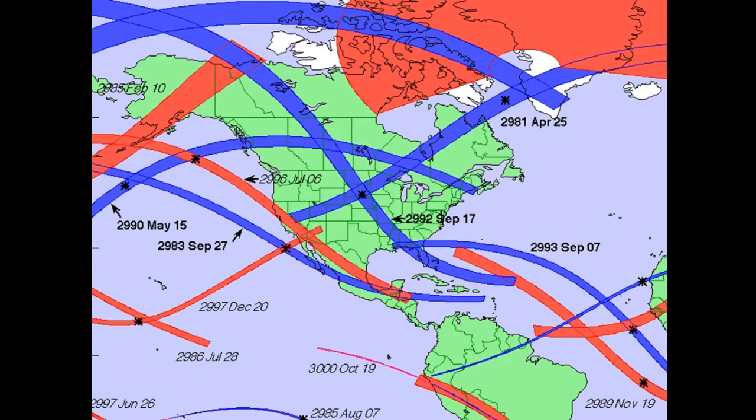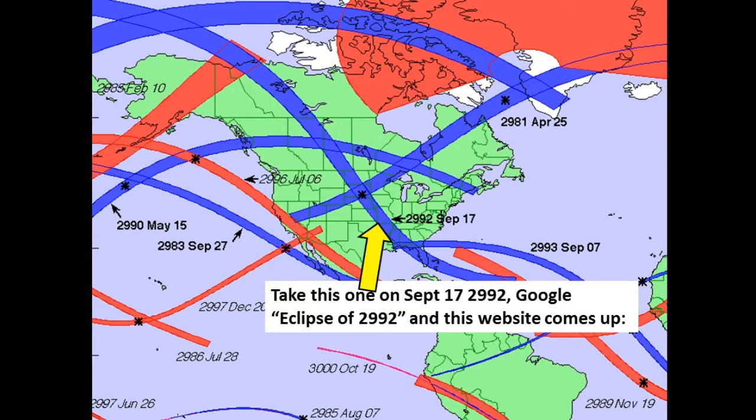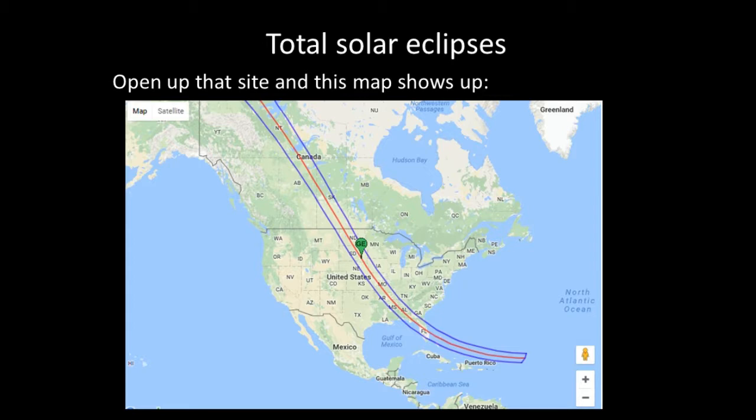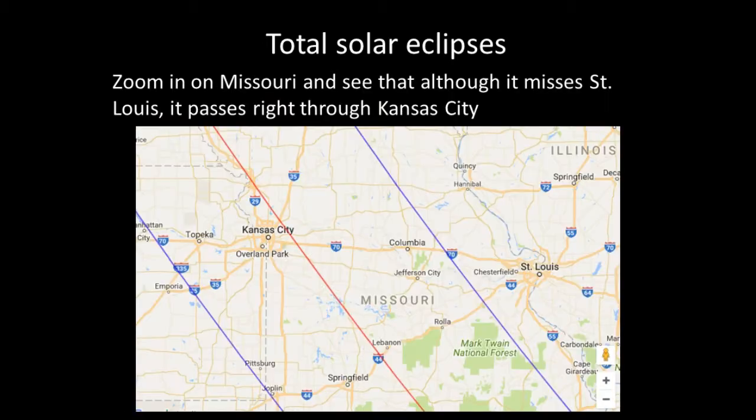Look at all those blue bands crossing Northern America. Take this one on September 17th, 2992. If you were to Google eclipse of 2992, this website comes up. There's an eclipse that won't happen for a long time, and there's all this information about it. Open up that site, and this map shows up.